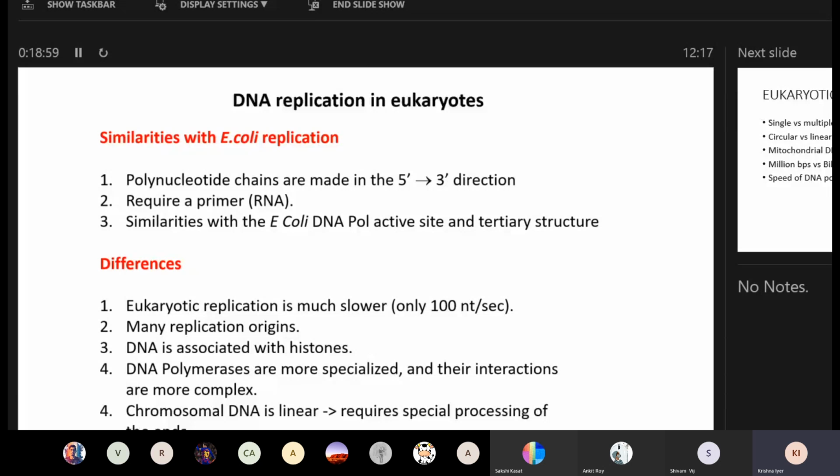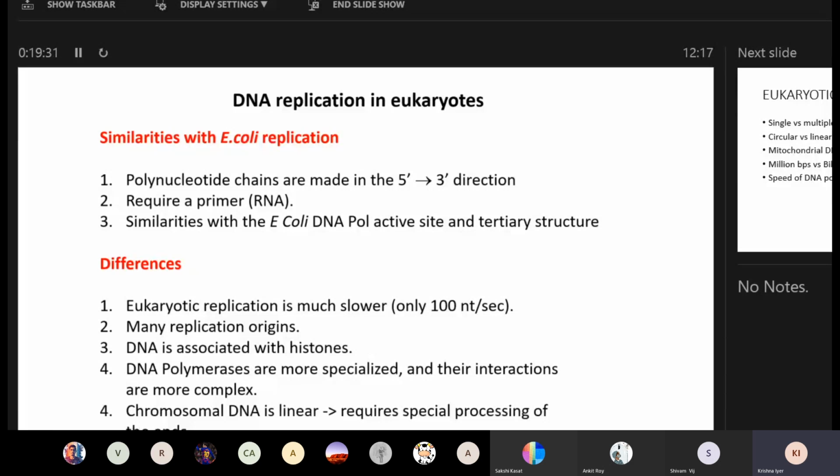Overall, what you find is eukaryotic polymerases are slightly bigger, appear to be a little more evolved, and their interactions with DNA are a little more complex. The way they bind to the DNA, which is a template, and then add a nucleotide to make new DNA, appears a little bulkier and more specialized, and maybe because of that, it is slower. And the last thing is our chromosome is linear, and therefore it requires special processing of the ends. We'll come to that a little later.